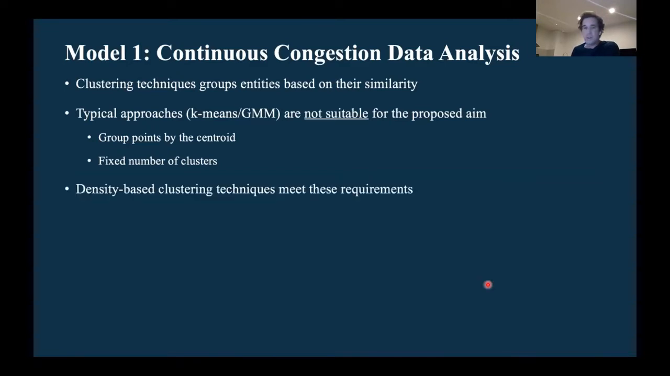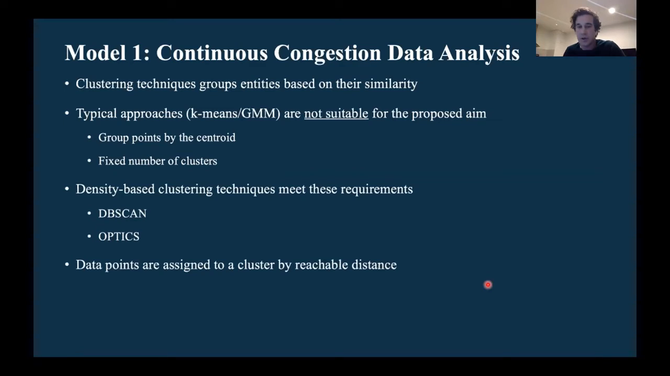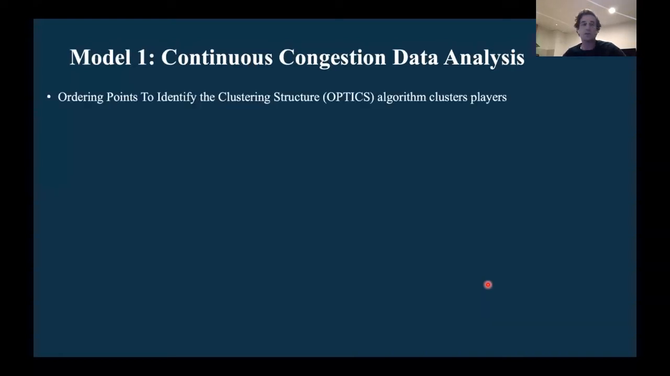So you really need an approach that is flexible in how we group players, and density-based clustering techniques meet these requirements. They include DBSCAN or OPTICS. These two algorithms cluster players by reachability. Essentially, you provide a set radius, and then to be considered a cluster, you need a minimum number of points within that set radius. We used the OPTICS model for our study. It's just a little bit different to DBSCAN in that it can handle varying densities.